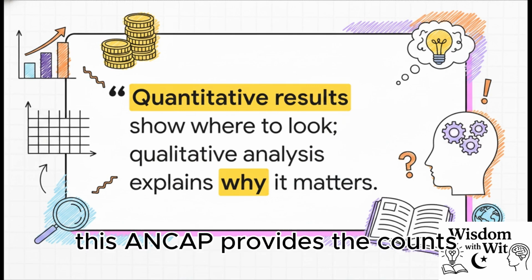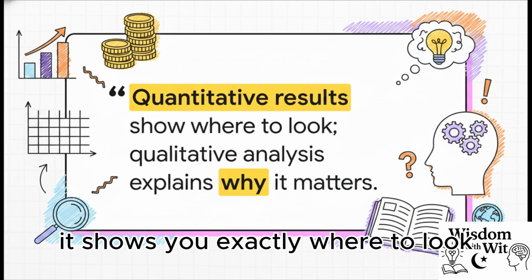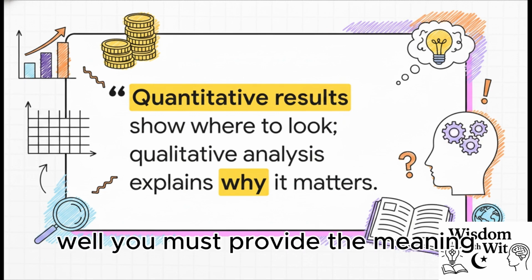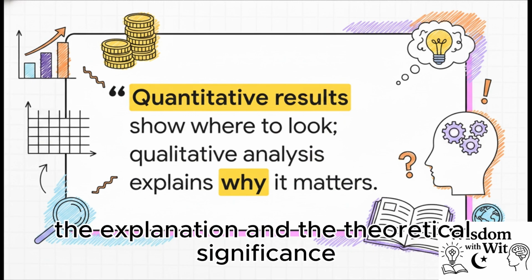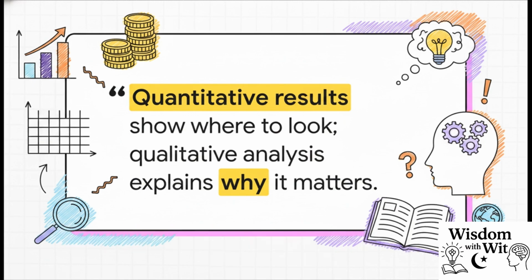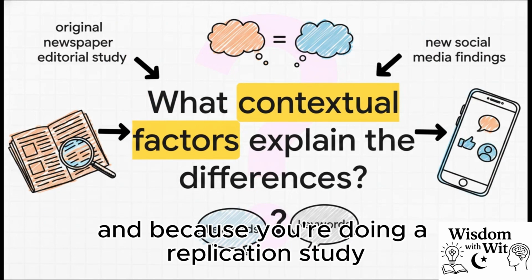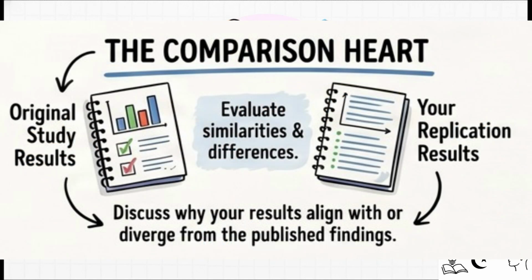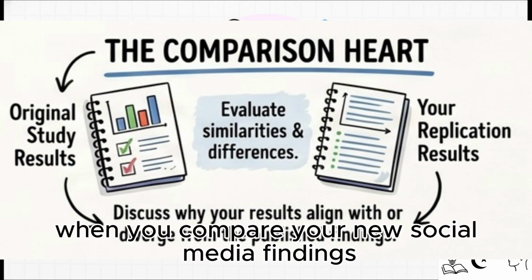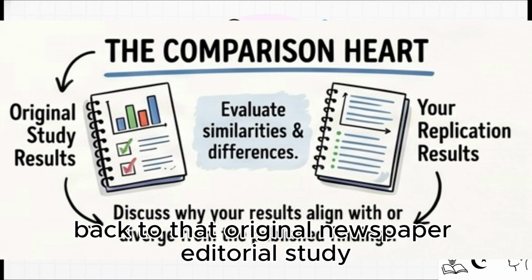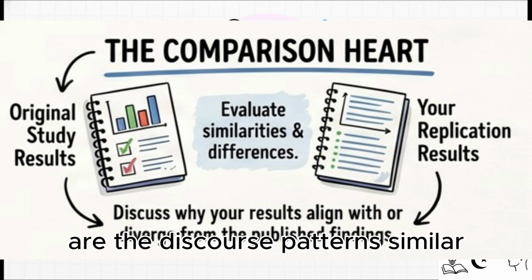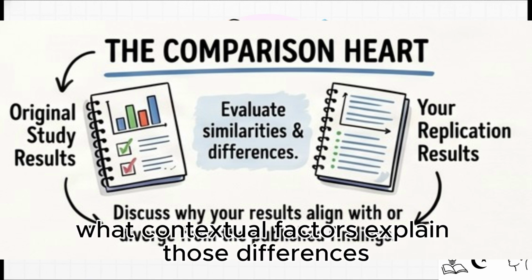AntConc provides the counts, the patterns, and the examples. It shows you exactly where to look, but you, as the researcher, well, you must provide the meaning, the explanation, and the theoretical significance. You have to explain why it matters. And because you're doing a replication study, the absolute heart of your interpretation lies in comparison. When you compare your new social media findings back to that original newspaper editorial study, ask yourself, do the same keywords appear? Are the discourse patterns similar? And if they are different, what contextual factors explain those differences?